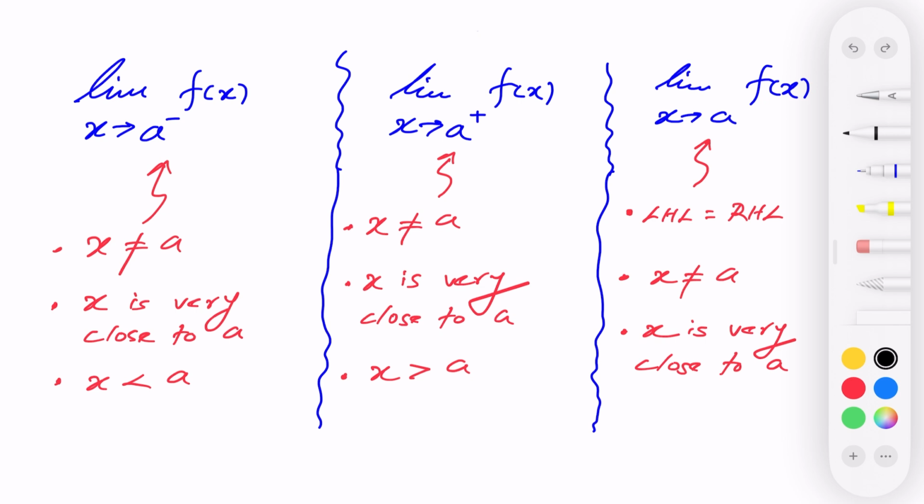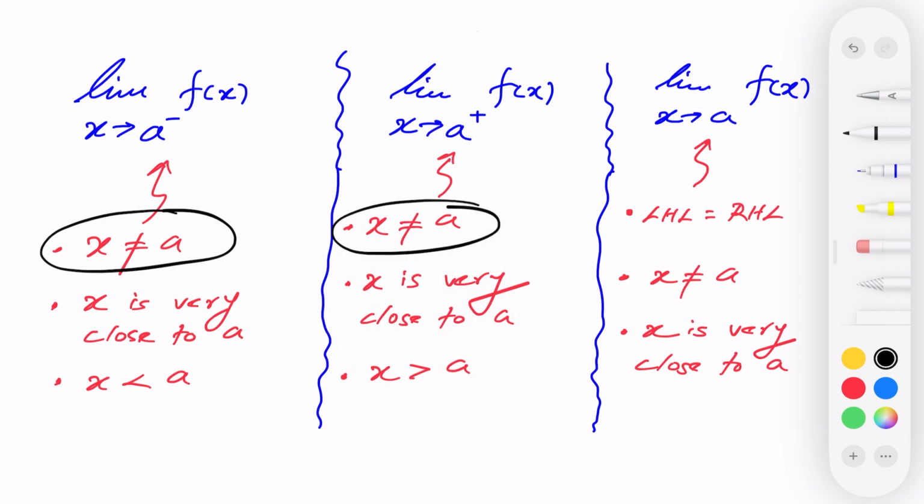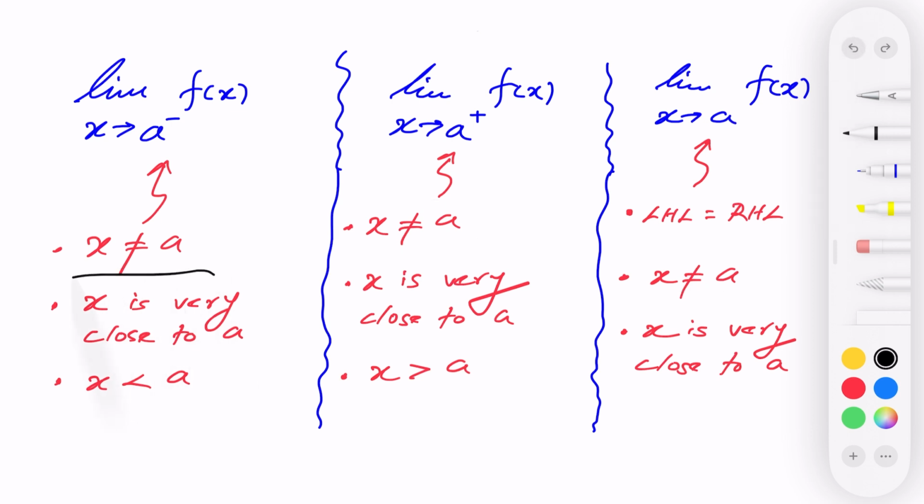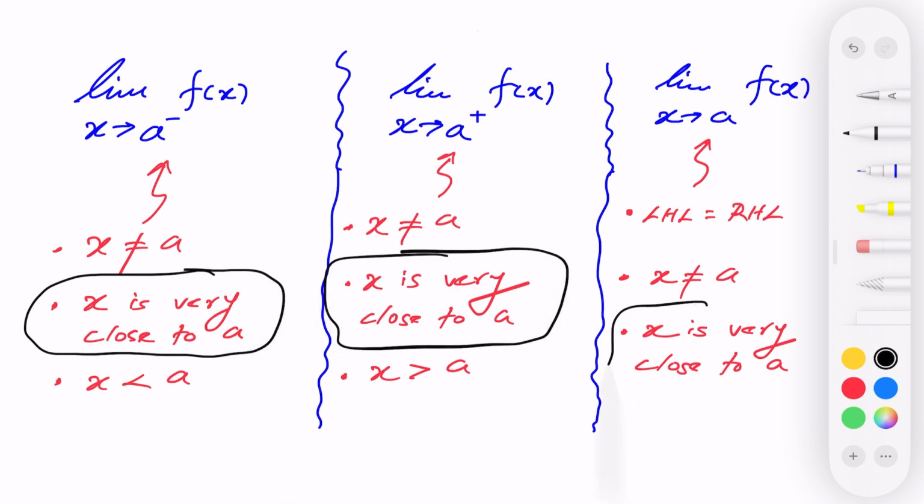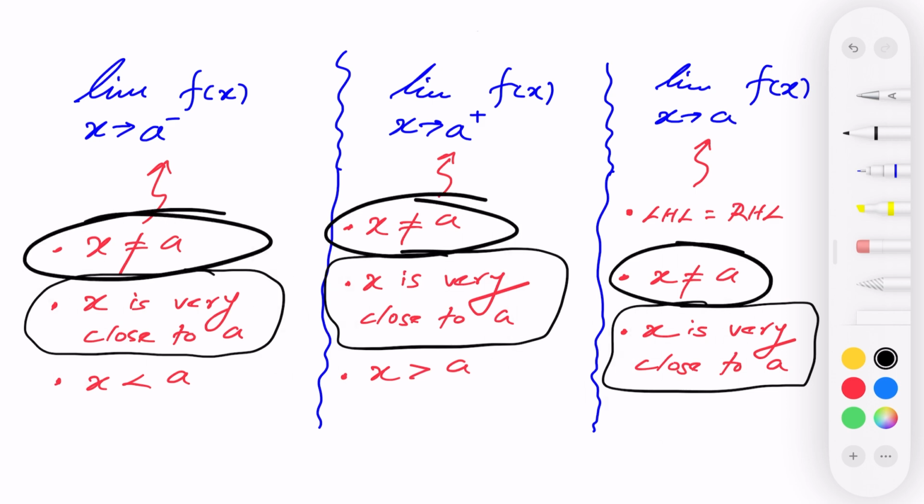However, if you revisit these three things, we can see something in common. For all three of these cases, we have x being not equal to a. And in addition to that, for all three cases, we can see that x is very, very close to a. Because x is very, very close to a, even though x is not equal to a, the first starting point of evaluating any limit is the direct substitution of a in the function f of x.